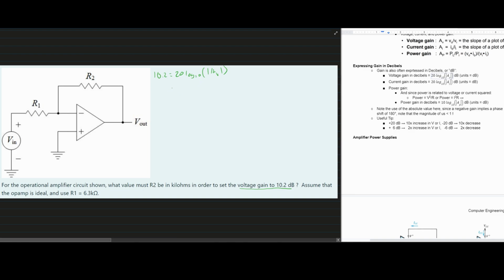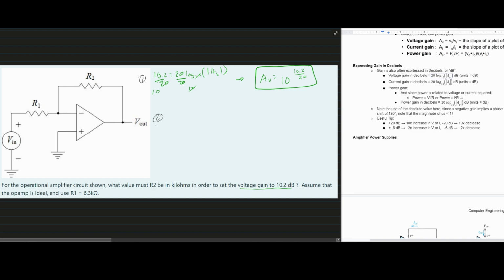Now all we need to do is divide both sides by 20 first, and then raise both sides to the power of 10 to cancel out this log. So that means our A_V is going to be equal to 10 raised to 10.2 divided by 20. So that's our equation for A_V. Now that's not it for what we have to solve for. That's just kind of step one.